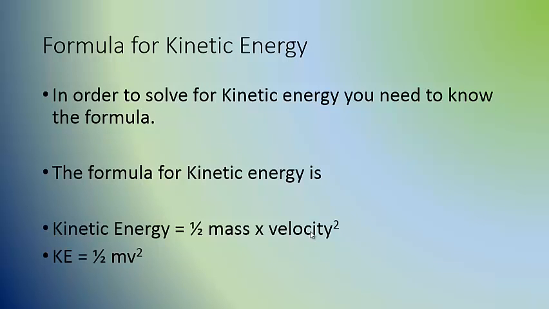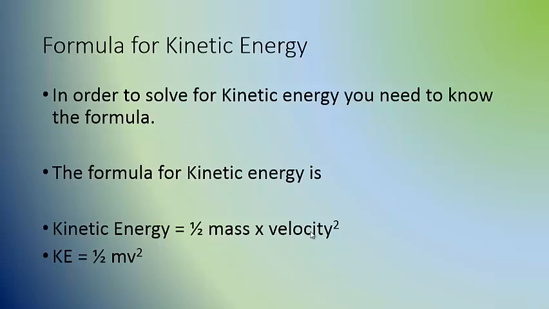In order to solve for kinetic energy, we need to know our formula. And the formula is a little tricky with this one. It is a little bit more involved. Kinetic energy is 1/2 mass times velocity squared. This can be written as KE equals 1/2 mass times velocity squared, or 1/2 mv squared. Again, this is a little bit more tricky, but don't worry, we're going to help you figure this out.